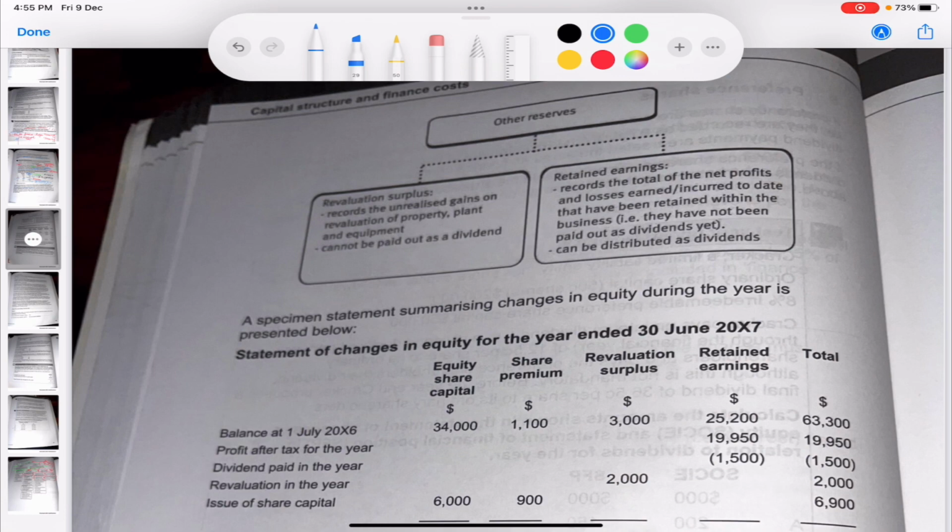For example, when I purchased the land, it was $20,000. Today it is $100,000. The appreciation in the value of the land is not realized until I sell the land. I cannot say that I have a gain, right? So that is unrealized. So things like that come into the revaluation surplus. It cannot be paid out as dividend. So you cannot use the revaluation surplus to pay out dividends, right? Retained earnings records the total net loss and net profit and can be distributed as dividends.